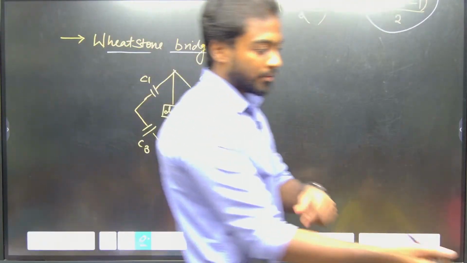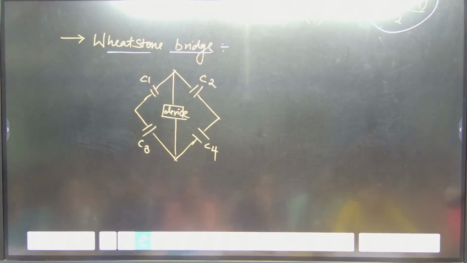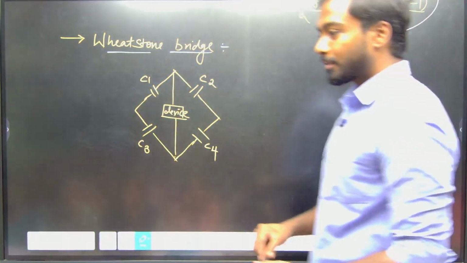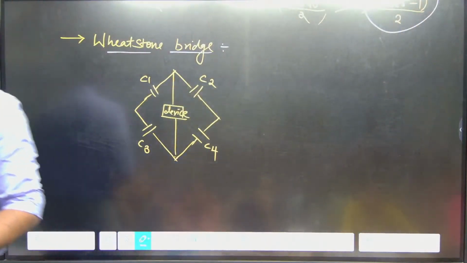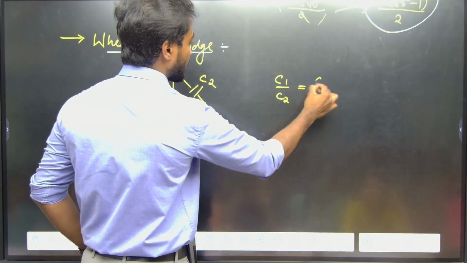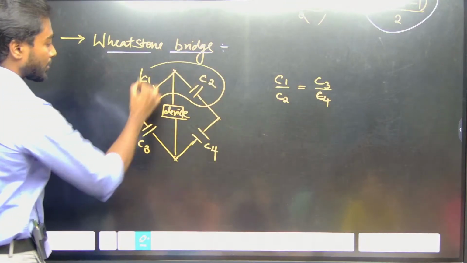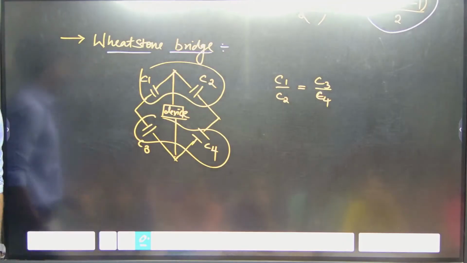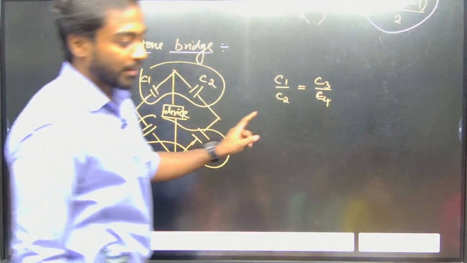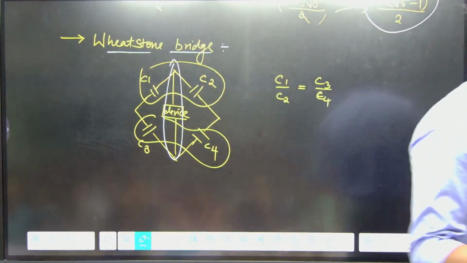So what is the concept we have studied in Wheatstone Bridge? What is the concept? What are the ratios? R1 by R2 equals to? Okay. So here, if I consider C1 by C2 is equal to C3 by C4, you can take these two and these two. If these two ratios are equal, I can neglect these things.